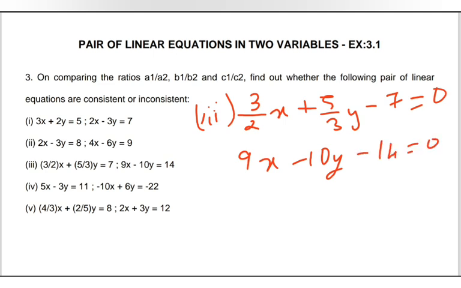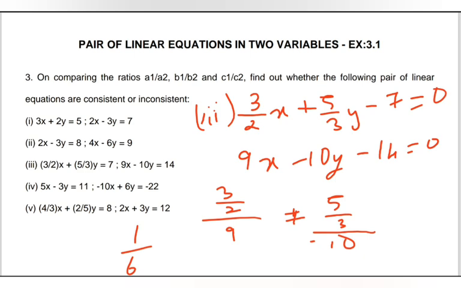Let's try with the intersecting lines. 3 by 2 by 9, is that not equal to 5 by 3 by minus 10? If we simplify this, we'll get 1 by 6 not equal to minus 1 by 6. So the condition is satisfied, because 1 by 6 is not equal to minus 1 by 6. So it is intersecting. So it comes under consistent because it has a single solution.